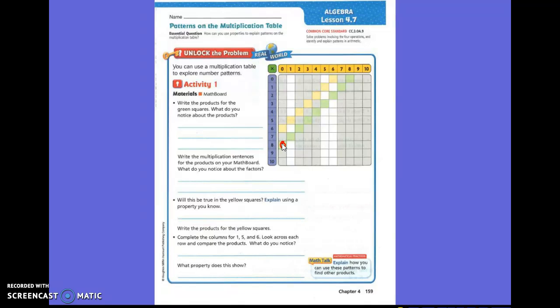Now let's go over here again. The next green square is on the 7, right? Yes. By the 7, but go up. You go over on the 7. You go up on the 1. It's 7 times 1. What is 7 times 1?